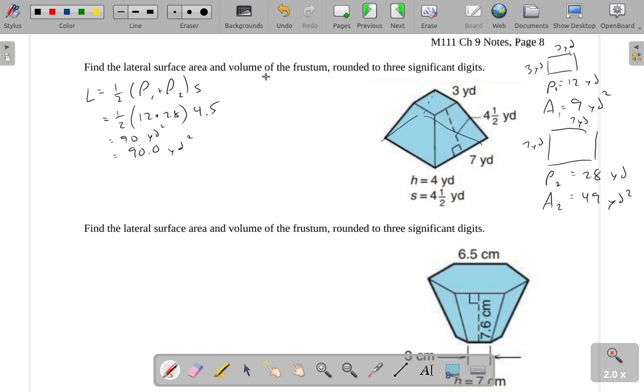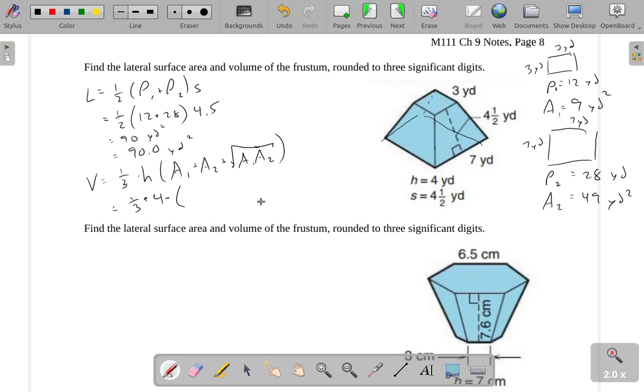We're also trying to find the volume of this frustum. We're not caring about the total surface area of this frustum, apparently. We are caring about the volume. So again, looking at my formula sheet, volume is equal to 1/3 times h times (A1 plus A2 plus the square root of A1 times A2). That gives us 1/3 times the height. The height of this one is 4 yards, so times 4.